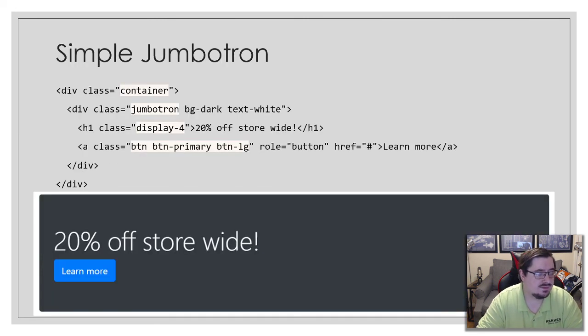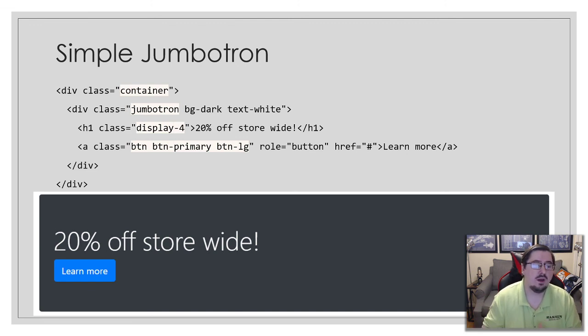Okay, so let's build a really, really simple Jumbotron. I'm going to start with a container, and then I'm going to put the Jumbotron inside of it. Now in this case, remember the container typically doesn't take up the full width of the page. So my Jumbotron would not take up the full width of the page. It's going to just take up the full width of the container.